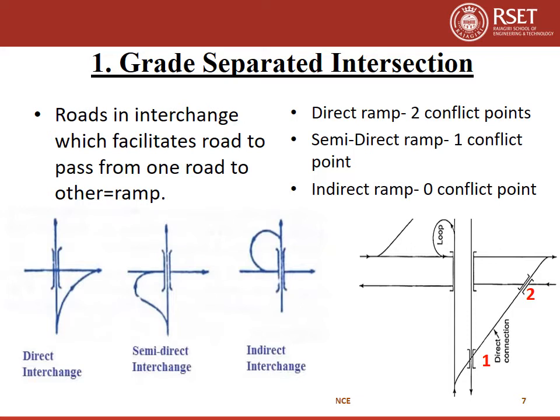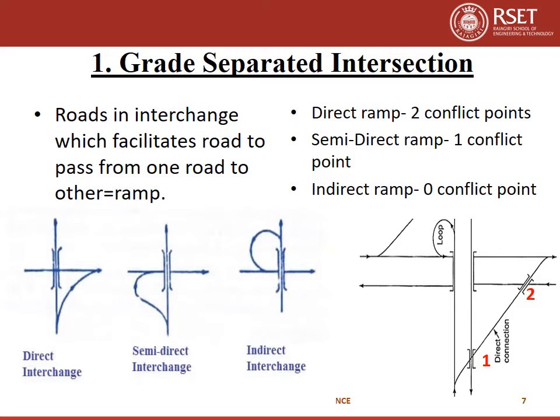In direct interchange, you can see two conflict points in this slide. See this figure, black colored figure, if a vehicle coming from south direction wants to go to east direction, you can see two conflict points at 1 and 2. Similarly, in semi-direct ramp, these vehicles coming from south direction will take a left turn and then it moves to the right going traffic. Then there will be only one conflict point.